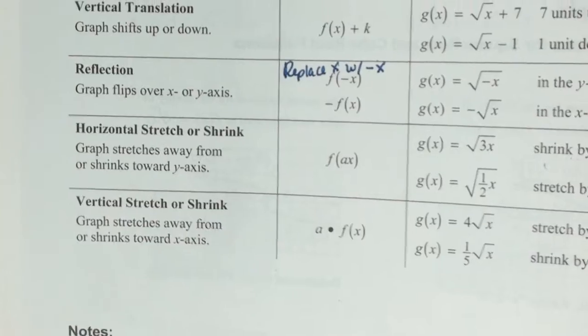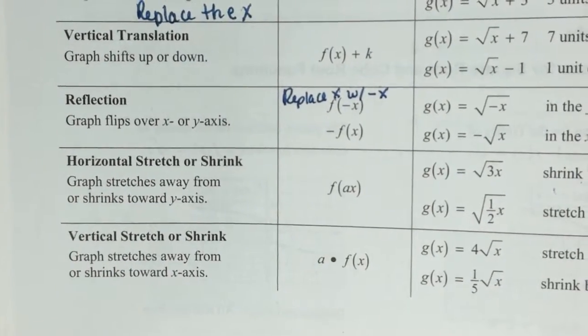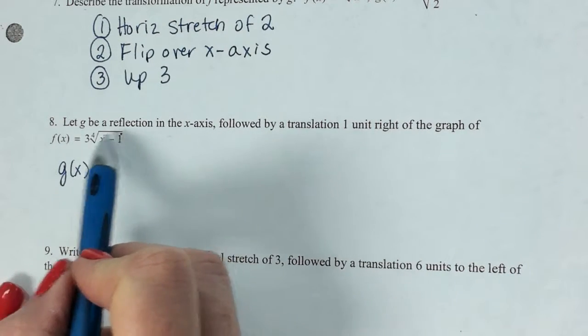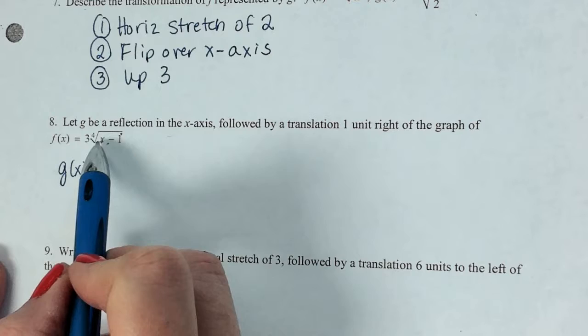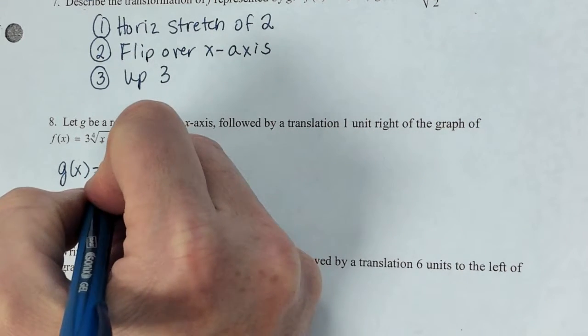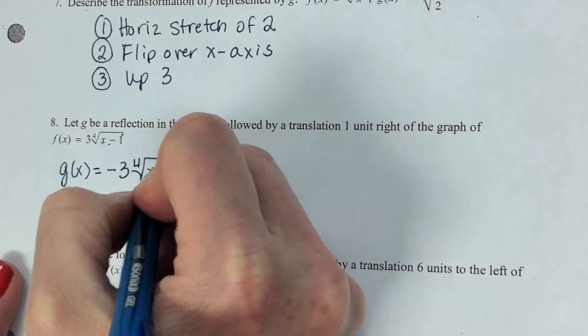A reflection over the x-axis, we have to multiply the whole function by negative 1. So this entire function gets multiplied by negative 1. But we can't go inside the radical. So to do that reflection, it's just going to be negative 3 fourth root of x minus 1.